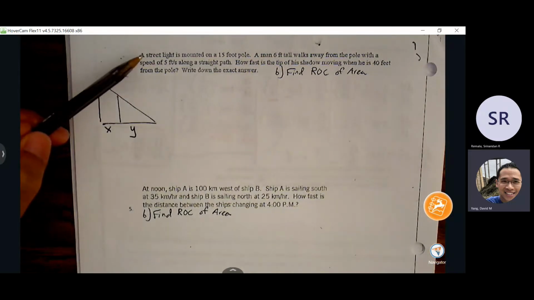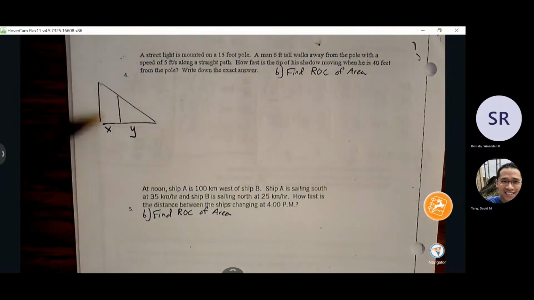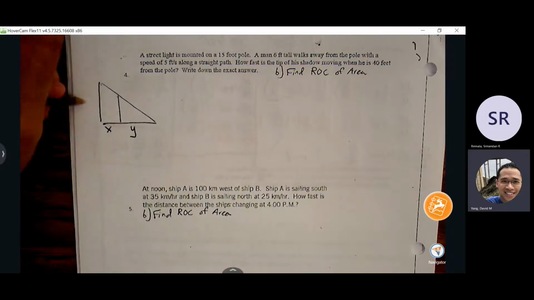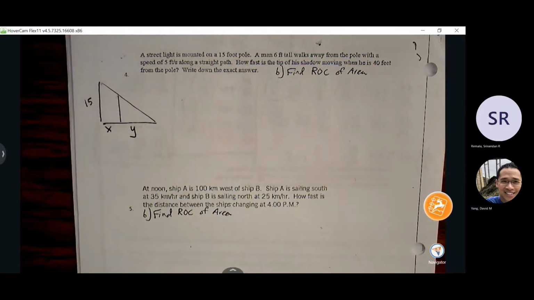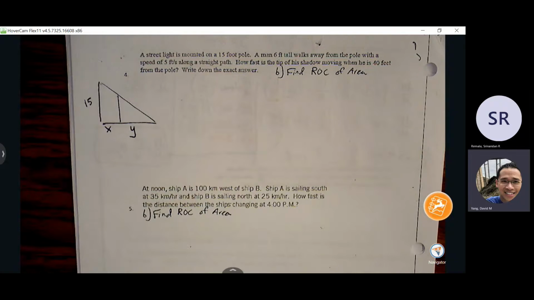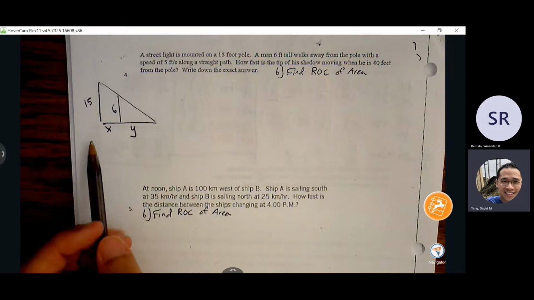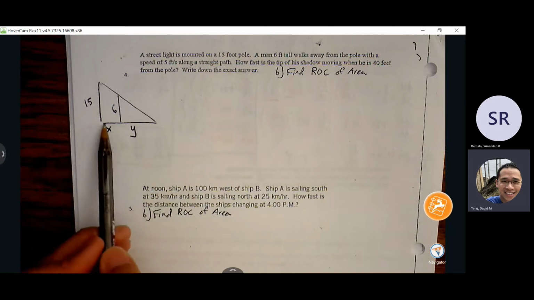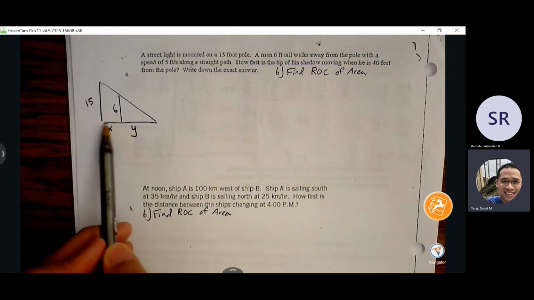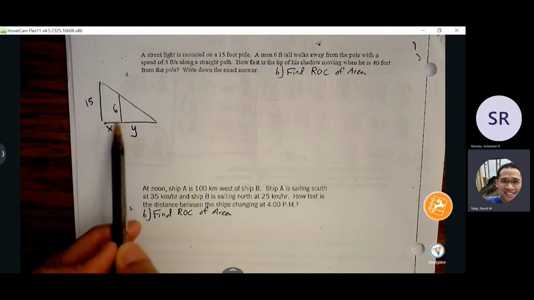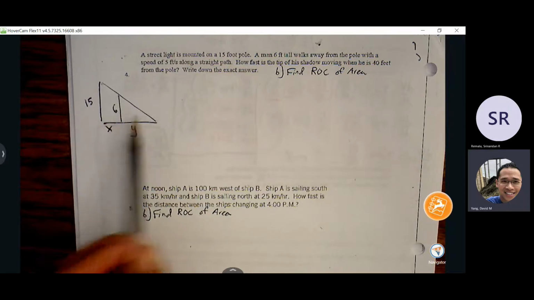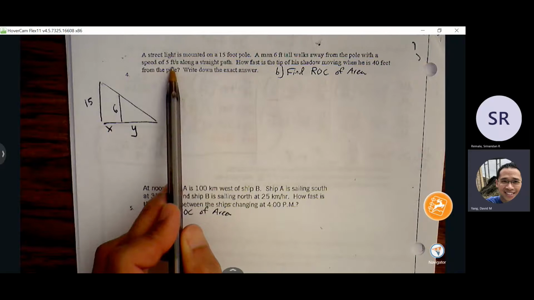A street light is mounted on a 15-foot pole. My street lamp there. A man 6 feet tall walks away from the pole with a speed of 5 feet per second. So as he's walking away, he's causing this X to increase. So we want that rate to be 5 feet per second.